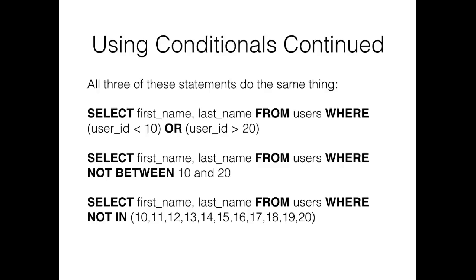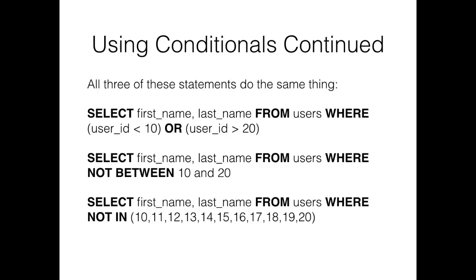Select first_name, last_name from users where user ID is less than 10 or user ID is greater than 20. And again, that's going to select all the records and it's going to return you first name and last name, from the row of data in the users table where the user ID is less than 10 or the user ID is greater than 20.